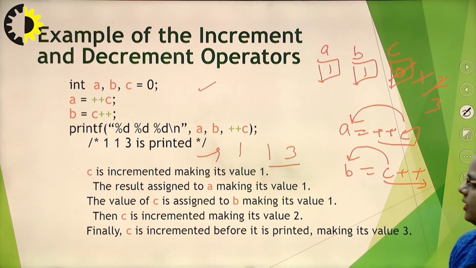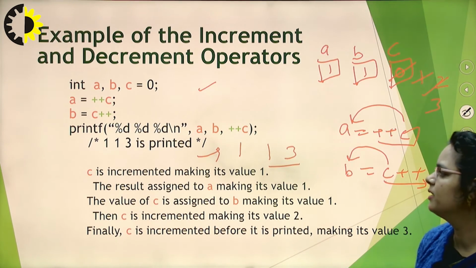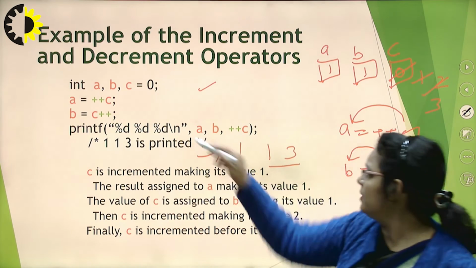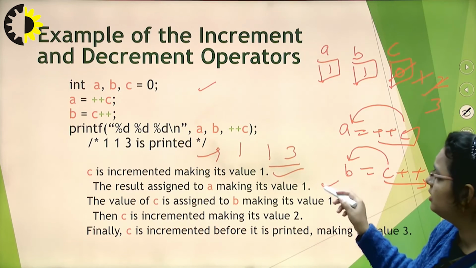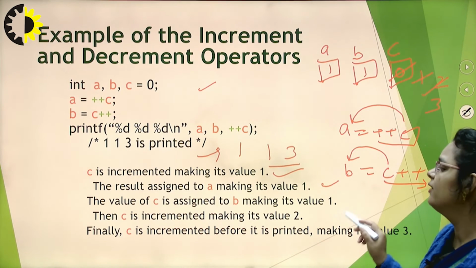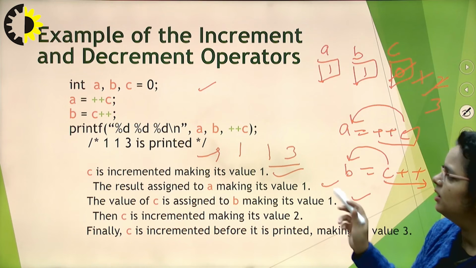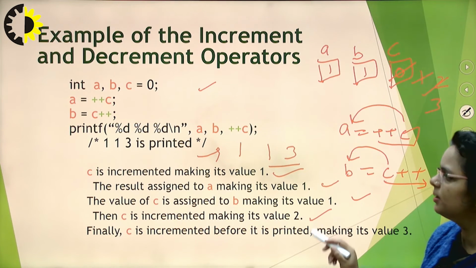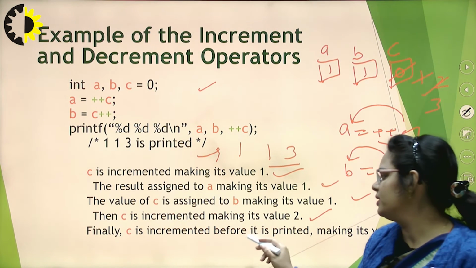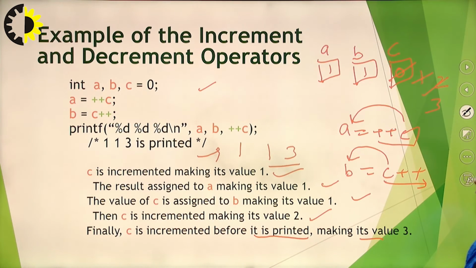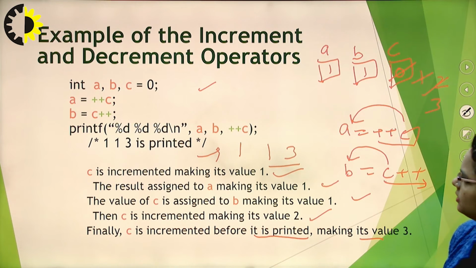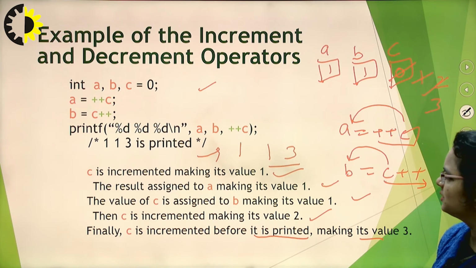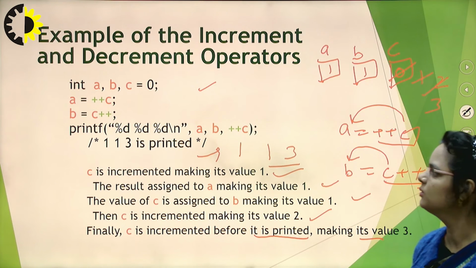So we have explained it over here as well. First of all, C is incremented, making its value 1. The result is assigned to A, making the value of A 1, and the value of C is assigned to B, making it 1. Then C would be incremented, and finally C is incremented before it is printed, making its value 3. So this is how 1, 1, 3 is printed on the screen. I hope this is clear to everyone. This is quite simple and easy, so I hope there's no problem.